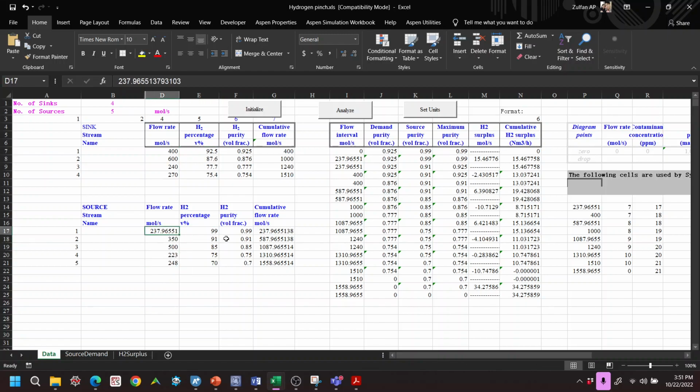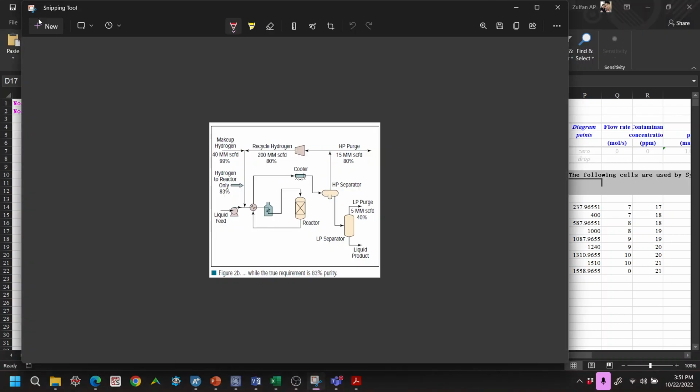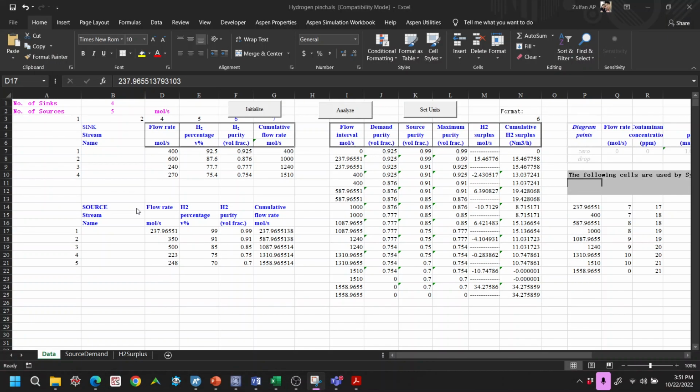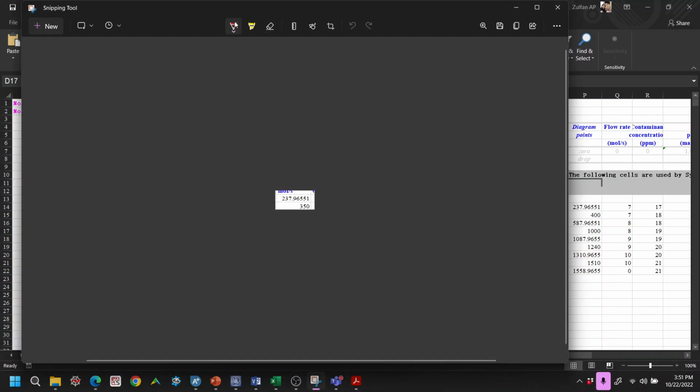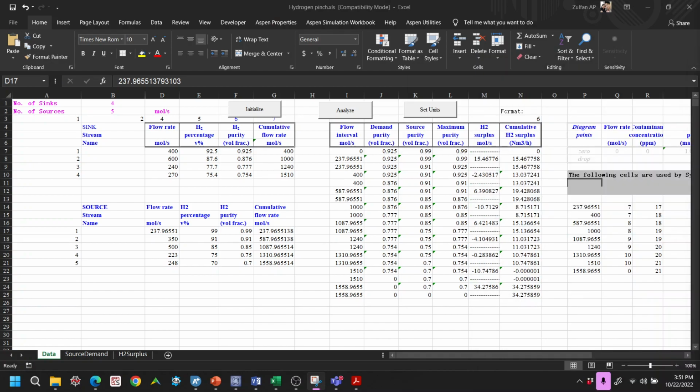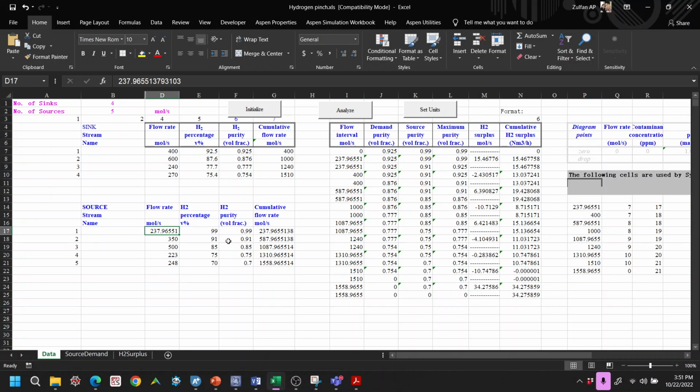So this one you typically use, let's see, I'll just cut this so that we know. Right, so say now, for example, this is an optimum value already. This is the result, and you can see the cumulative hydrogen surplus is 0 over here. So in the concentrations, this is a concentration of 70%, concentration of 70%.